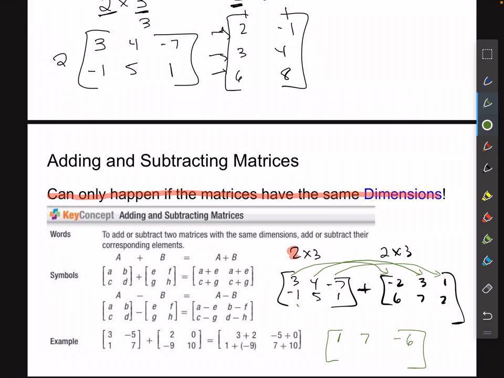And then I can do -1 plus 6, which would give me 5. 5 plus 7, which gives me 12. 1 plus 2, which gives me 3. Okay, so hopefully that makes good sense to you, you're just matching the two. And that's what they did in these examples as well.